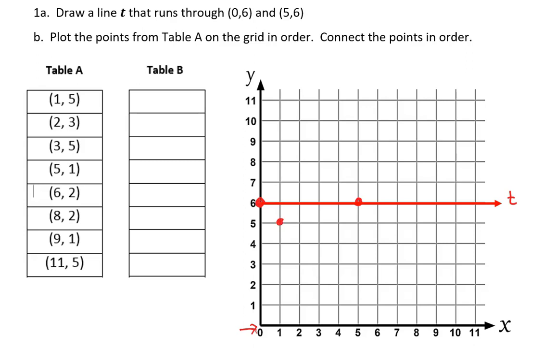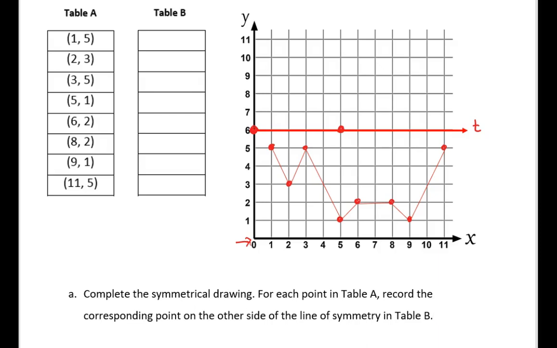(2, 3), (3, 5), (5, 1), (6, 2), (8, 2), (9, 1), and (11, 5). Now I'm going to connect those points. And there's my drawing. The next direction is going to walk me through creating a symmetrical drawing.